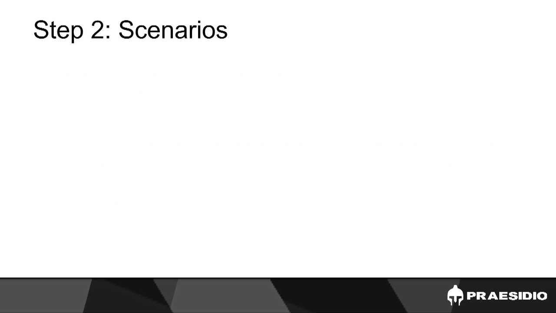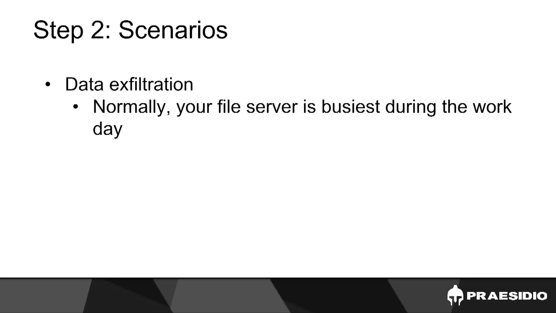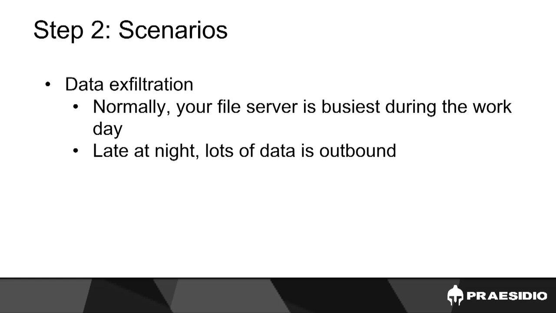OK, so once you do that, you can talk about scenarios. Here are some example scenarios that we often see. Data exfiltration, a lot of people are worried about this. Database dumps, sensitive document leaks. Let's say normally your file server is busiest during the workday. People show up at 9, they start downloading files, and they leave at 5. But suddenly late at night, lots of data is leaving your network. Sounds suspicious, right? This is a reasonable scenario of maybe something is happening, maybe a data exfiltration event.